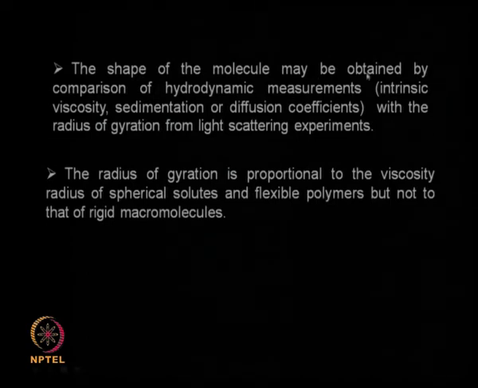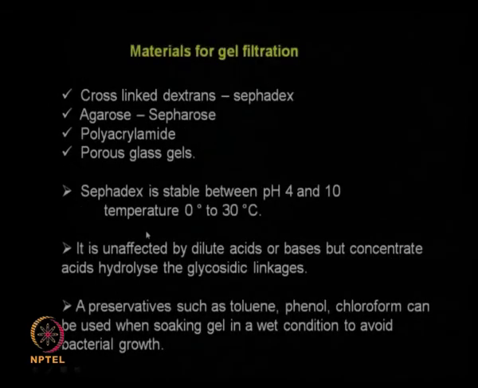The shape of the molecule may be obtained by comparison of hydrodynamic measurements based on intrinsic viscosity, or we can do sedimentation studies, or diffusion coefficients, and then try to get the radius of gyration from light scattering experiments. So the radius of gyration is proportional to the viscosity radius of spherical solutes and flexible polymers, but not to that of rigid macromolecules. Okay. So if you have the viscosity radius of spherical polymers, then that will be proportional to the radius of gyration, but if it is a rigid macromolecule, we cannot use that term actually.